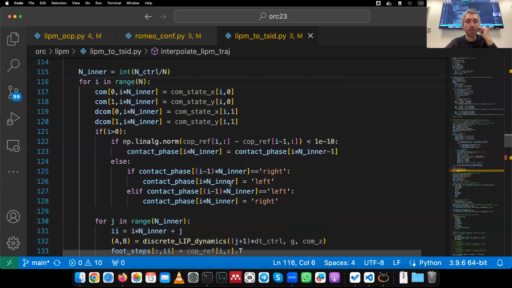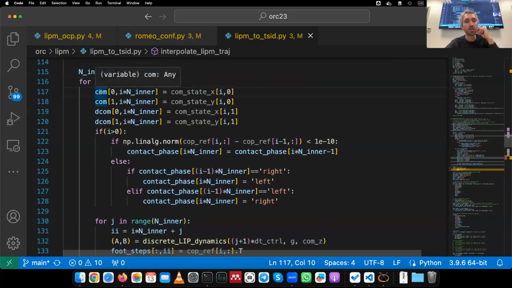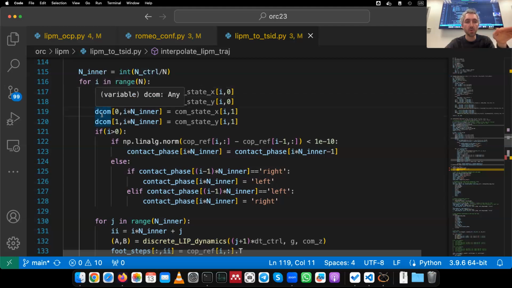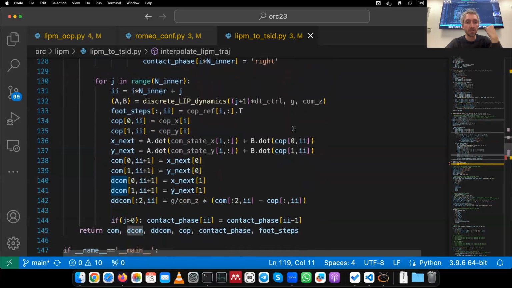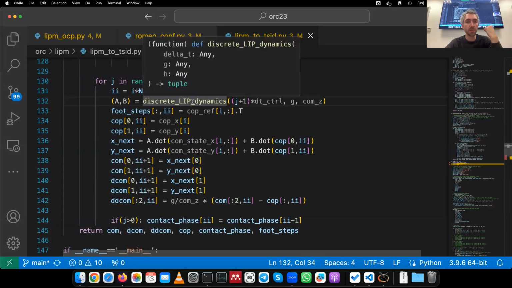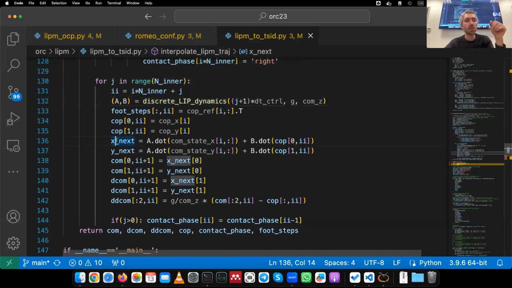At each iteration of the for loop, it initializes the COM position and velocity with the one computed by trajectory optimization. And then it does interpolation with another for loop where it calls the discrete LIPM dynamics function we saw a moment ago to compute the next state of the COM, and it adds that to the interpolated trajectory.